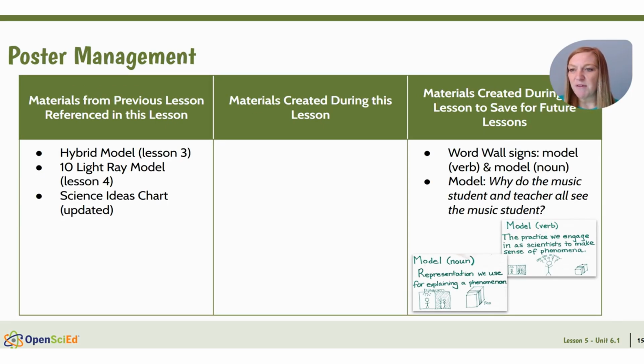Poster-wise, we're going to be referring to our hybrid model from Lesson 3 and our 10 light ray model from Lesson 4 that we just completed. We're also going to utilize that science ideas chart that we've been adding to throughout the unit. There are no materials created specifically for this lesson, but we are going to be adding those word wall signs, and we're going to be creating that model of why the music student and teacher all see the music student, and that's something that we will continue to use throughout the rest of the unit.